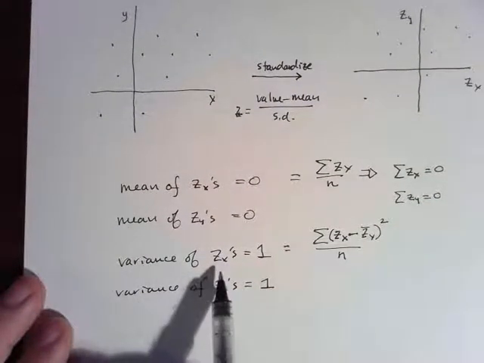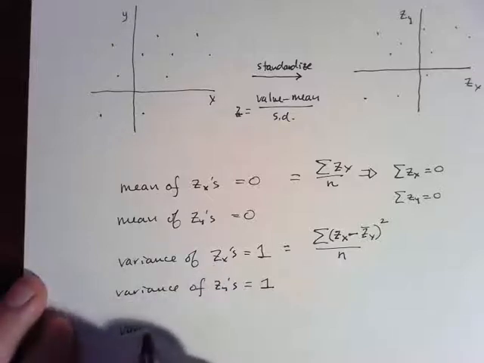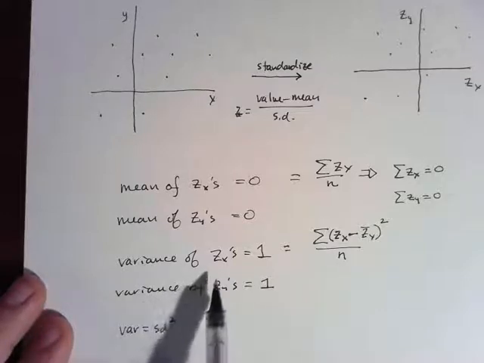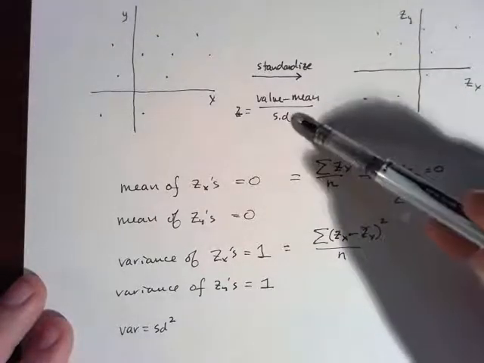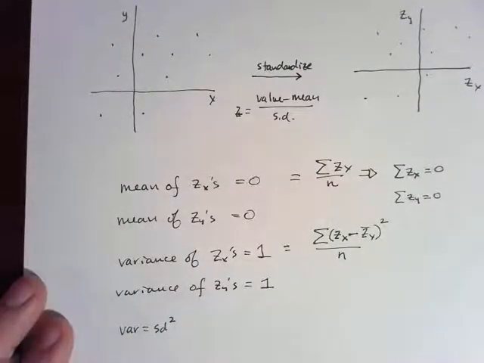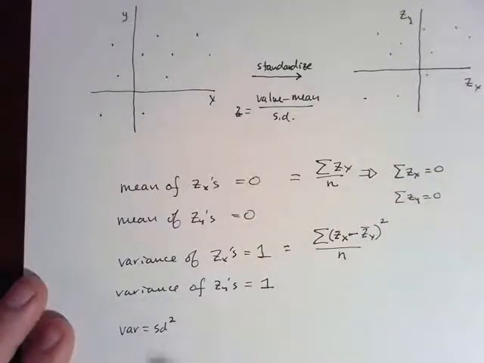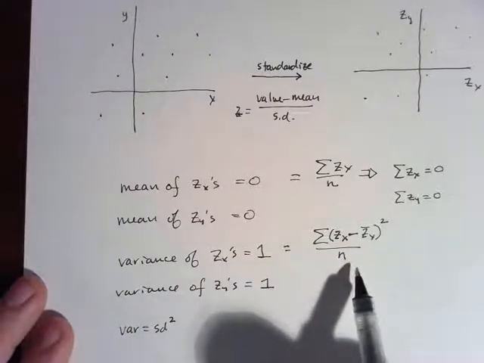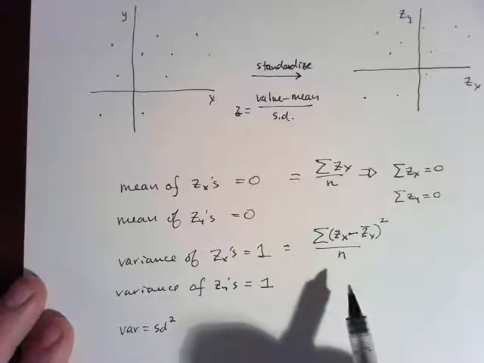So the variance of the zx's, remember the variance is the standard deviation squared. The variance of the zx's has to be 1, because when I change things to z-scores, I'm dividing by the standard deviation of the original data set. That means the standard deviation of this new data set has to be 1. This was the definition of variance. Again, it's not critical that you be able to do this by hand, but this is going to be theoretically important in what's going to follow.